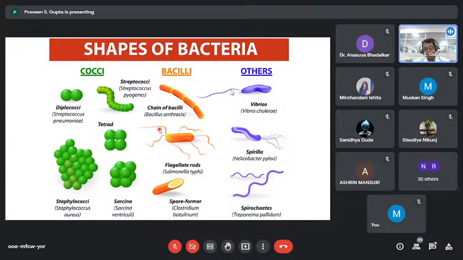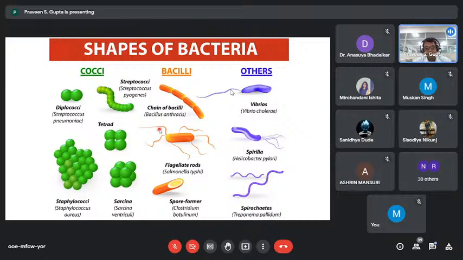Then they can make tetrad or octad structures also. The tetrad and octad, you can find the octad structure in Sarcina. If you talk regarding the bacillus, the shape is different from the cocci. You can easily find this rod shape, and if these rods are joined together, they make a chain, called a chain of bacilli, which is very common in the bacillus group like Bacillus anthracis. Some of them may possess flagella also. So flagellated rods are also present. Example is Salmonella typhi.